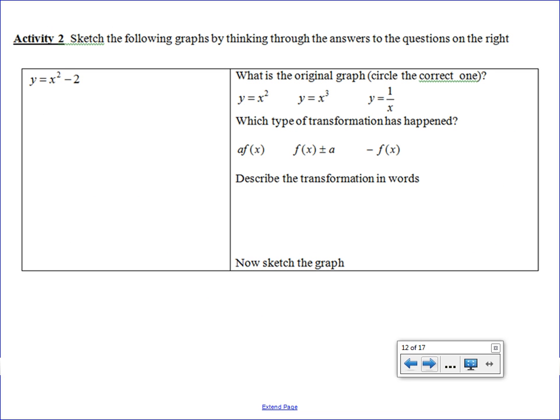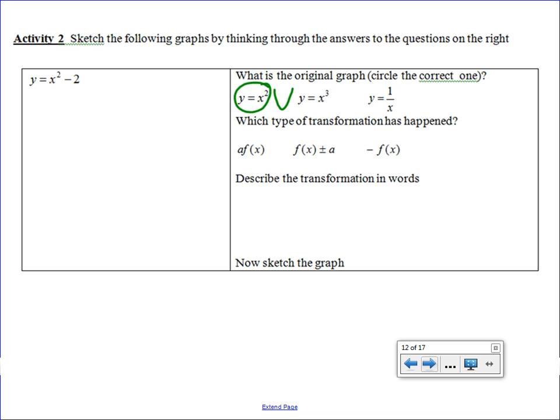So, activity 2, we are going to sketch a graph, and in this case we are just given the equation and we're going to think through how to sketch it. So, what was the original graph in this case? Is it x squared, x cubed, or 1 over x? x squared? So we know roughly what the shape is.